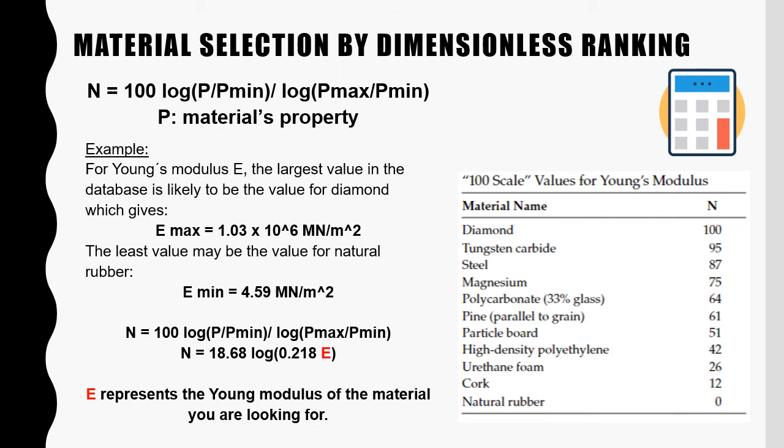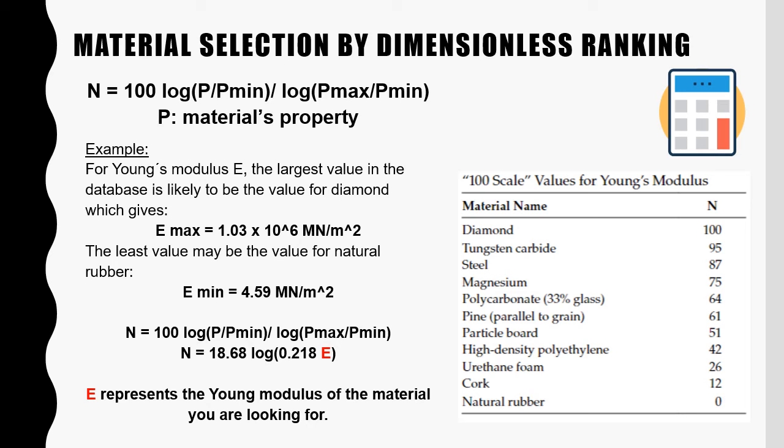The other approach that the book suggests is selecting materials by dimensionless ranking. Material selection requires comparison on the basis of total performance, best performance per unit weight, or best performance per unit cost, etc. The procedure for making these comparisons on a dimensionless scale from 0 to 100 will facilitate selection. For any property, the highest and the least value are assigned 100 and 0 in that database.